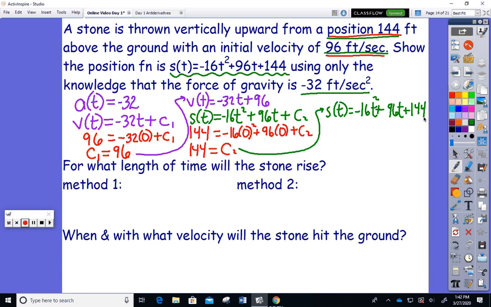I just think that's super neat. All right, so now that we have our position, acceleration, and velocity formulas, what length of time will the stone rise? There are two ways to do this.